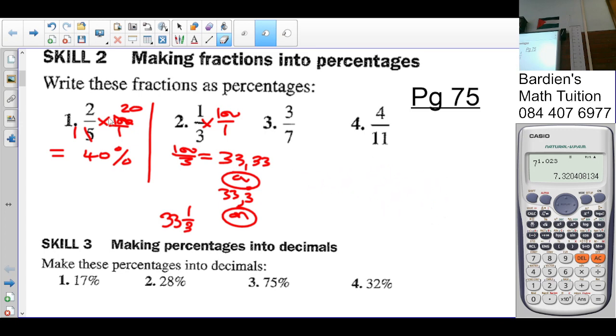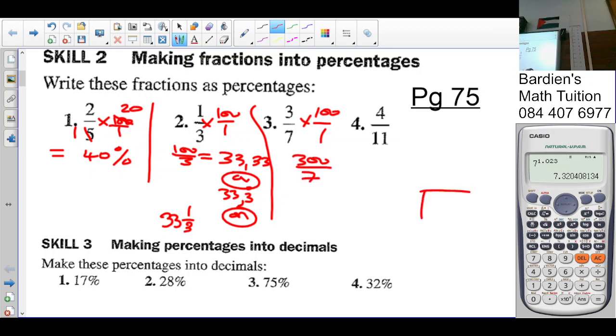Okay. The next one, number 3, again we multiply that by 100. Of course, 7 can't go into 100 without a remainder. So that's going to give you 3 times 100, 300 over 7. So you have 300 divided by 7. 7 goes into 30 how many times? 7, 14, 21, 28. So it's 4 times. Carry 2. 7 goes into 20 how many times? 2. And the remainder of 7, 14, so the remainder of 6. So that's going to give you 42 and 6 over 7%.